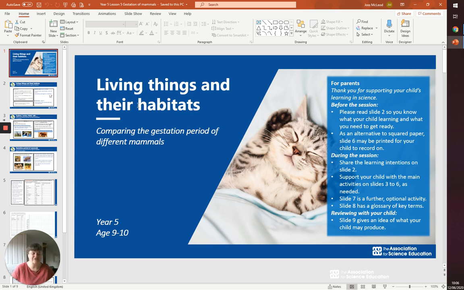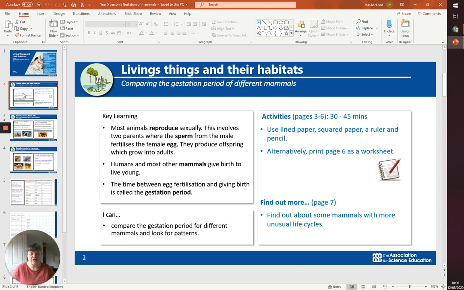And you know about habitats. You spent lots of time looking at habitats in forest school, and we'll do more of that in year 6, actually. It's one of my favourite topics to teach. And we're going to be comparing gestation periods of different mammals. Now, that's probably a new word for you. Don't worry, we'll find out about that.